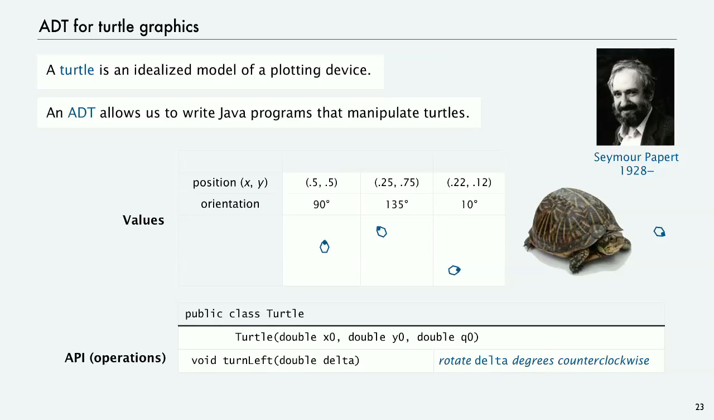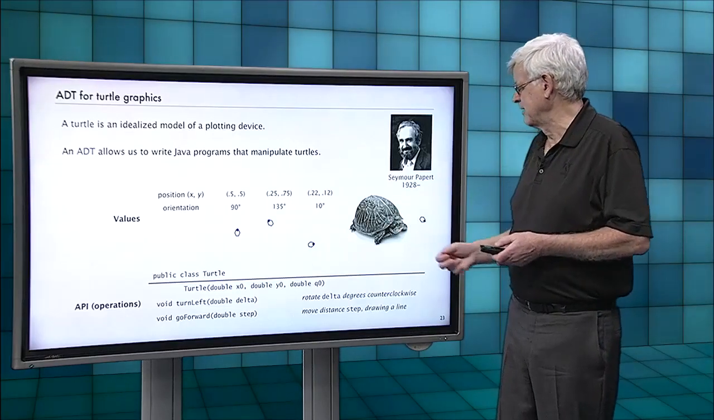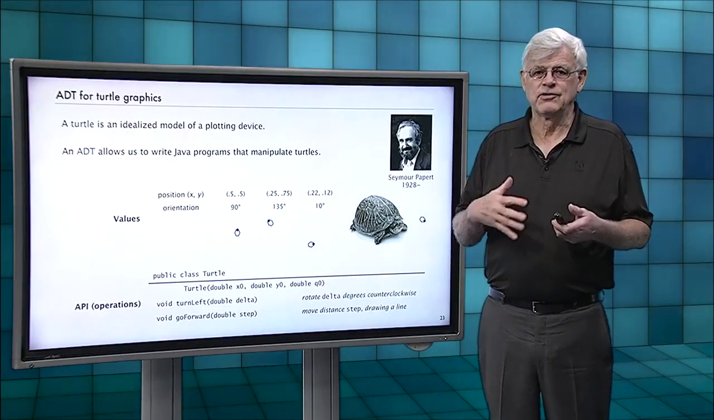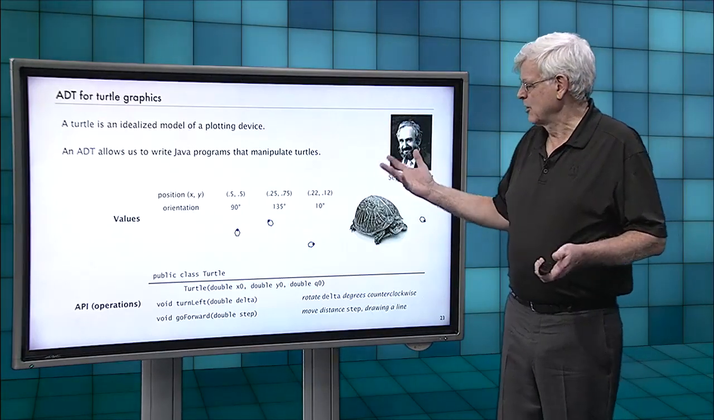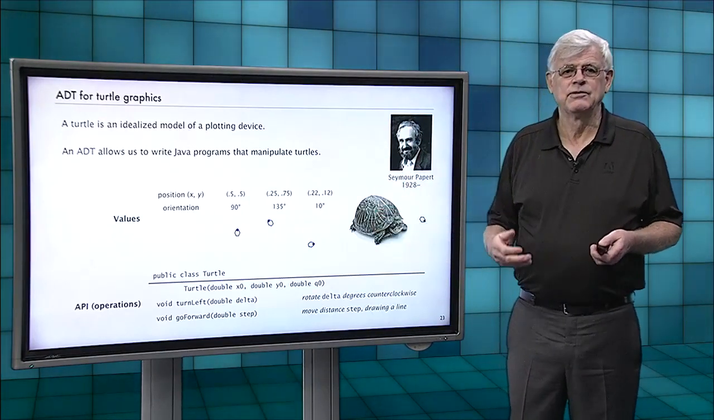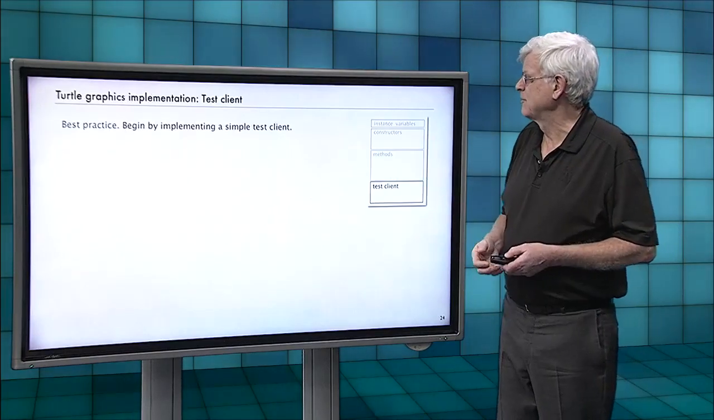A turtle can turn left a certain amount. We give it a number of degrees counterclockwise that it should turn. And it can go forward a certain amount. When it goes forward, it draws a line. The turtle's got a pen underneath it. And that's it. Those are the only operations that a turtle can perform. And remarkably, this turns into a sophisticated drawing device.